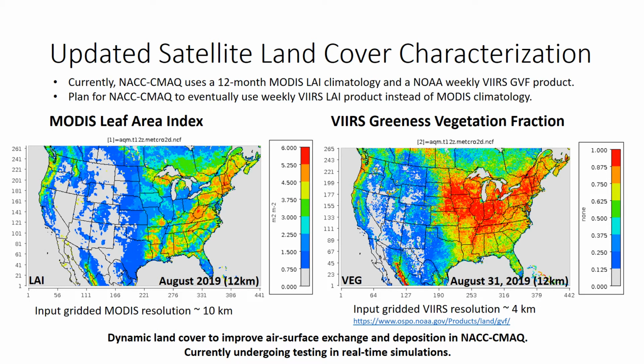An example on the right, as you may see, the VIIRS greenness resolution is 4 kilometers, and it's a high resolution, and thus allows for more detailed representation of the greenness vegetation fraction, where the idea is that more dynamic land cover changes will be used to improve air surface exchange and deposition processes in NACC-CMAQ, and is currently undergoing testing in real-time simulations.